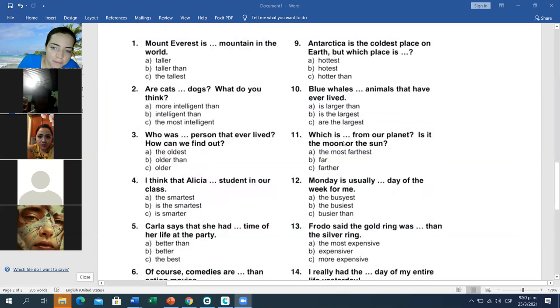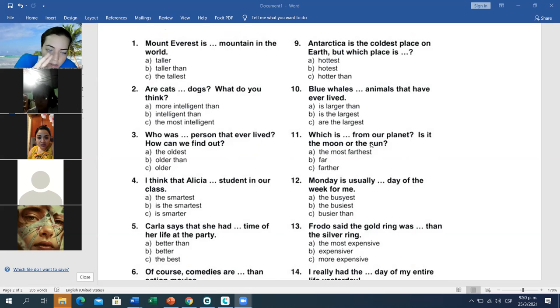Number 11. Okay. Which is further from our planet? Is it the moon or the sun? Okay, excellent. Yes, it's farther. Algunos se pensarán, ¿y por qué no the most farthest? Because it doesn't make sense, right? The most farthest doesn't exist. Farther is haciendo una comparación. Moon or the sun is talking about comparative. Excellent, very good.